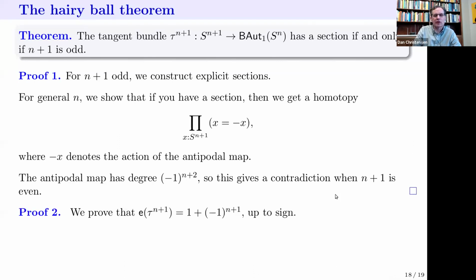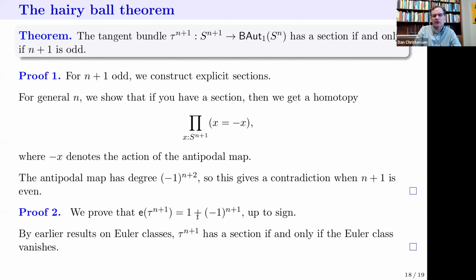Another argument uses Euler classes. You can actually calculate that the Euler class of this tangent bundle is 1 plus (-1)^(n+1) up to an overall sign. And remember that the Euler class is the obstruction to finding sections, and it's a perfect obstruction when the base is a n+1 sphere. So there will be a section if and only if this Euler class vanishes, and it vanishes exactly when n+1 is odd.